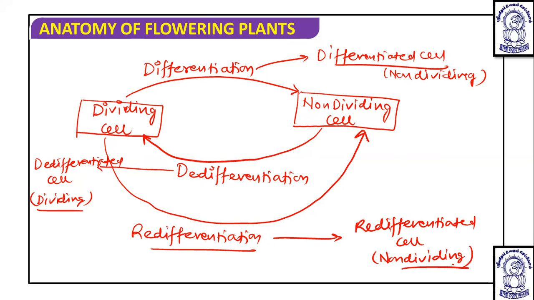So the primary meristem and promeristem are the undifferentiated tissue, but primary permanent tissues like parenchyma, collenchyma, sclerenchyma are formed by differentiation. So primary permanent tissues are particularly the differentiated tissue. But secondary meristem is a dedifferentiated tissue, and the secondary permanent tissues, secondary xylem and secondary phloem, are the redifferentiated tissue. And you will understand this in more detail in the later part as we go on studying. Okay, so I hope you understood this.